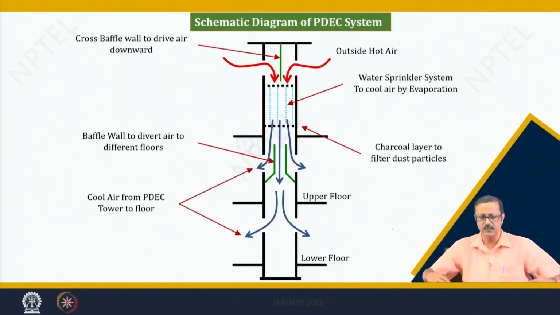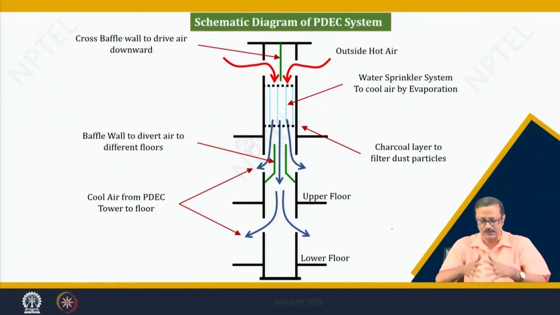So, you see now these are the blue arrows, that means cool air, which was hot in the first layer, now cooled through the second layer, and now channelized to the different levels, upper floors and lower floors.